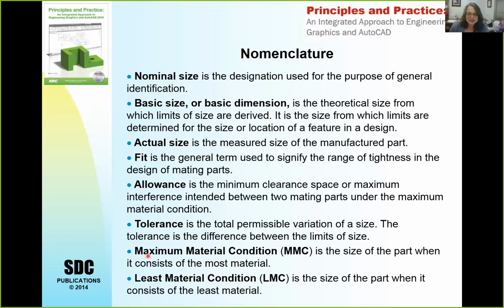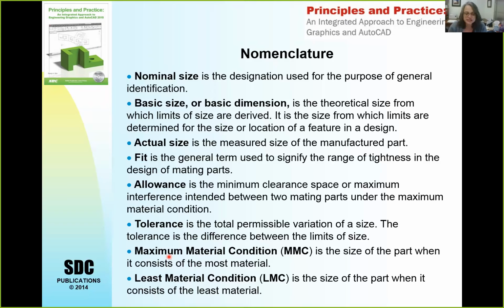Now, this MMC, maximum material condition, this is the choice of limits, either upper or lower, in which the size of the part has the most material. So this is a little bit misleading because if you think about a hole, the maximum material condition is going to be the smallest allowable size of the hole, right? But if you think about a shaft, the maximum material condition is going to be the largest allowable shaft size.